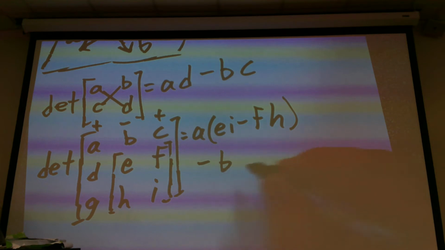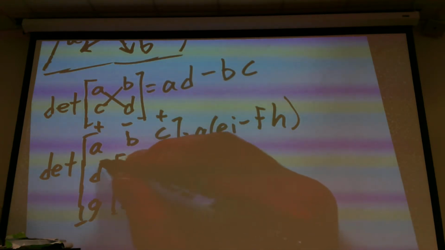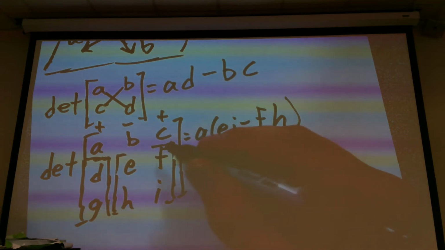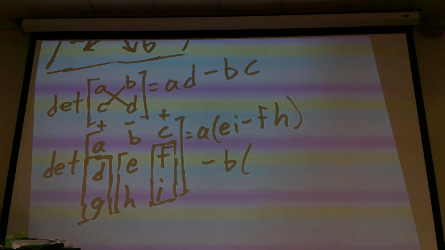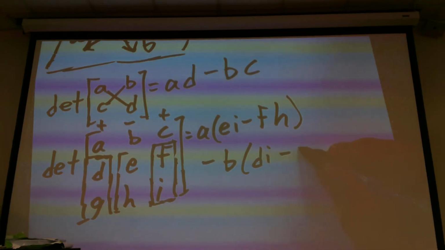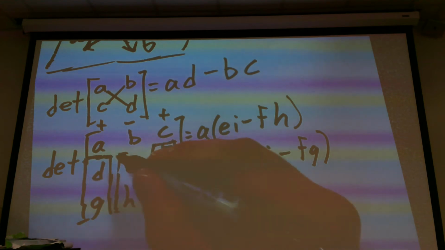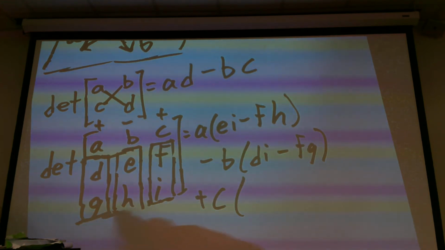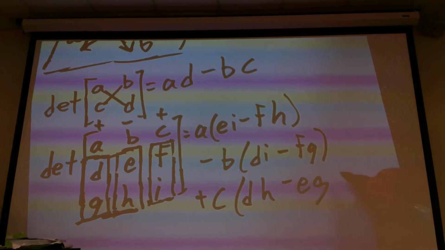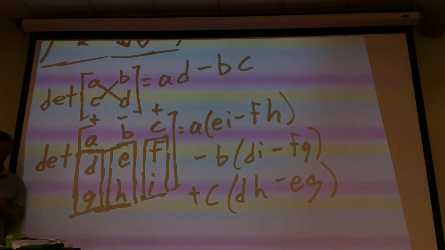And then I'm going to subtract B. Whenever I'm looking at B, I'm going to be looking at this one and this one, so everything that is not in the column of B. So this would be B times D I minus F G. And now plus C. When I'm dealing with C, I'm just going to be looking at these guys over here. So that's going to be D H minus E G. So that's going to be the determinant of the 3 by 3 matrix.